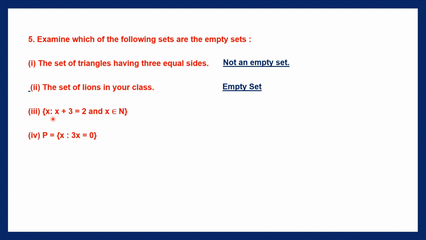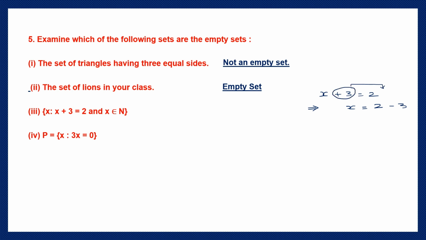Question 3, this is given in the set builder form. Let's find what the elements are. Here it says x is such that x plus 3 is equal to 2. So let's solve this: x plus 3 is equal to 2, and find out the value of x. This is an equation. Now we are going to solve for x, because we need to find the value of x, as x is the element in that set. So x will be 2 minus 3, because we are transposing this 3 from here to the right hand side.